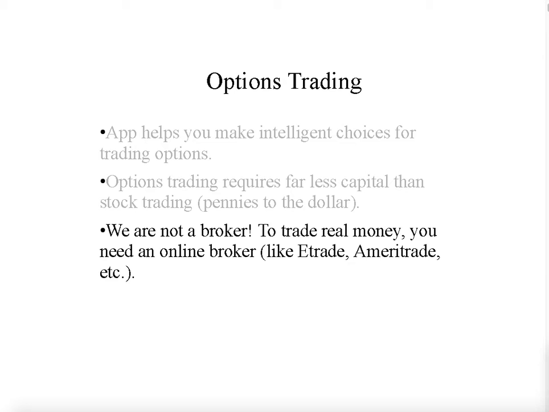Now, one important note, we are not a broker. To trade real money, you need an online broker like E-Trade, Ameritrade, etc. The purpose of our app is to guide you to figure out which options to trade, the best bang for the buck.